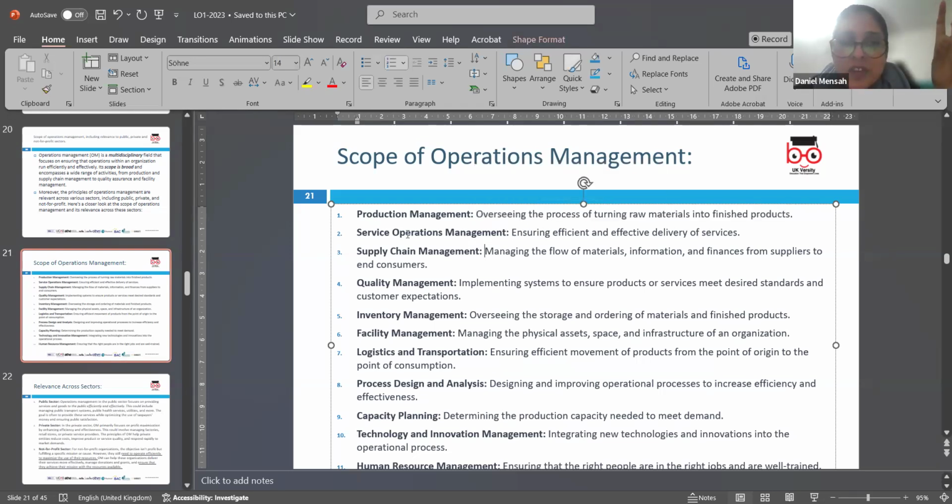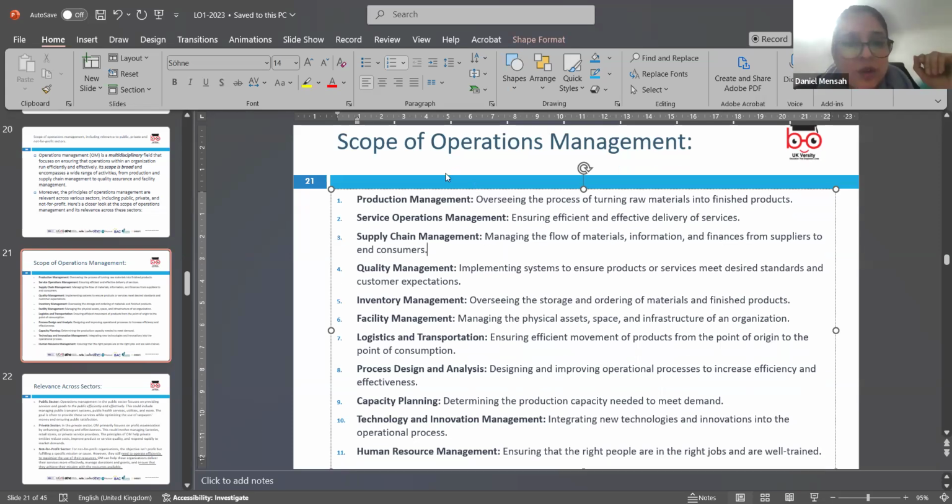In service operation management, you can use this in the services sector also, where you can ensure that you are making the service processes efficient. Supply chain management, again, if your supply is efficient and smooth, then it helps you make your production processes very smooth. So it is managing the flow of material, information, and financing from supplier to the end customer. Similarly, you can read and see how operation management is implemented and integrated in the other sectors and parts of the business.